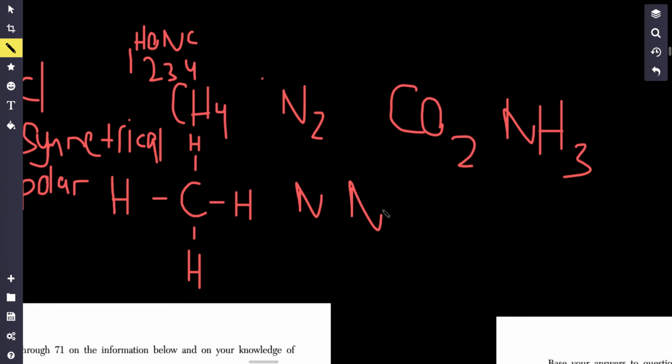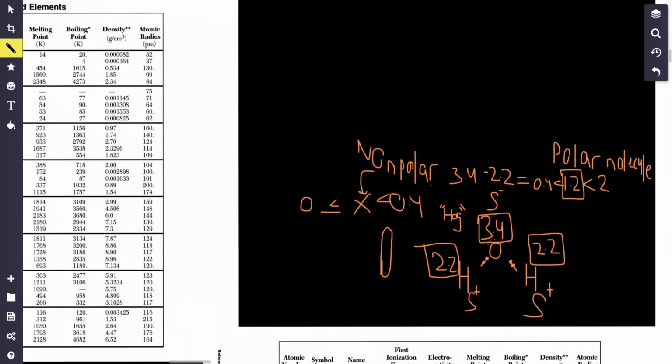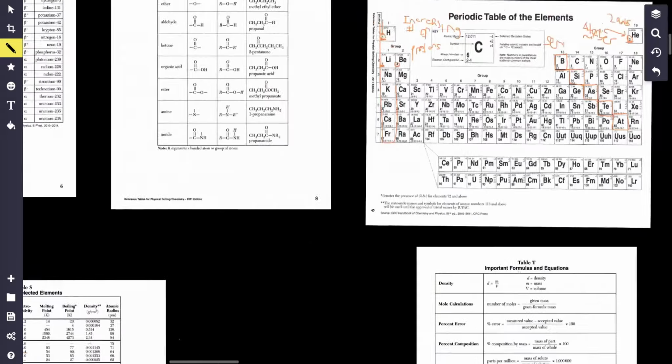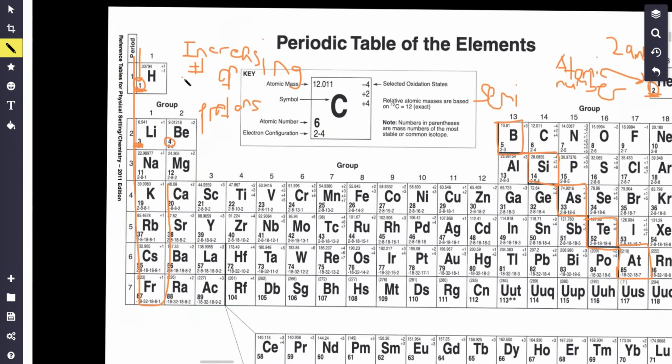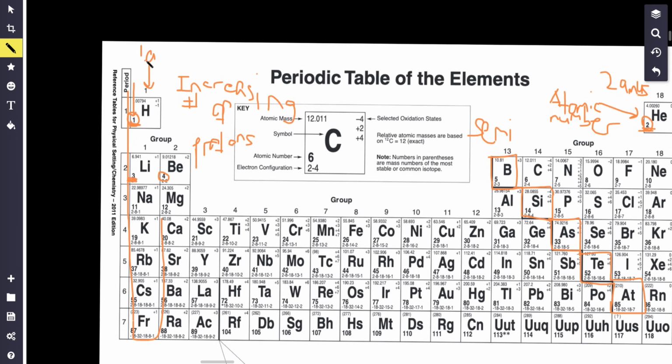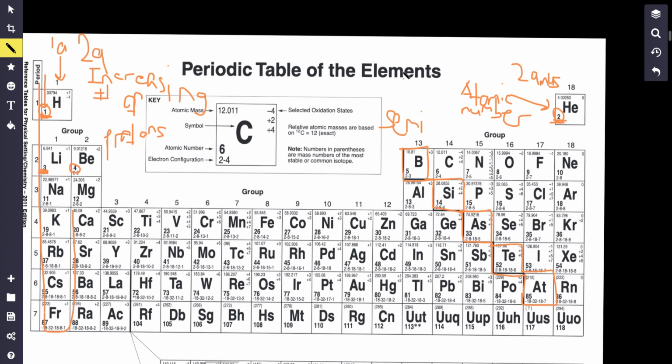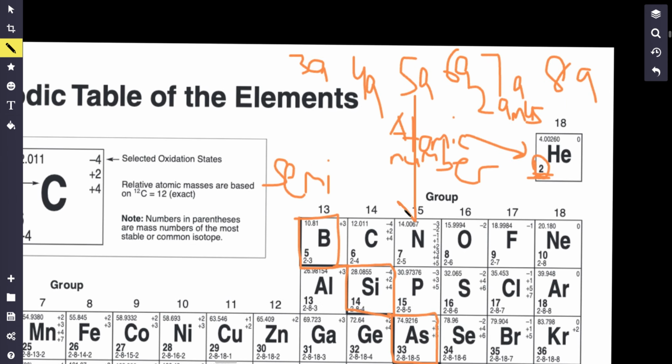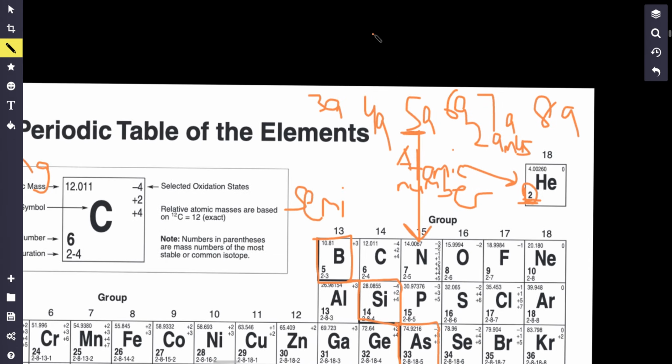N2. If I have two nitrogen atoms, how many valence electrons does nitrogen have? Think of this column as group 1A. This column is 2A, then 3A, 4A, 5A, 6A, 7A, 8A. It turns out that nitrogen is in group 5A, and every atom in this group has 5 valence electrons.